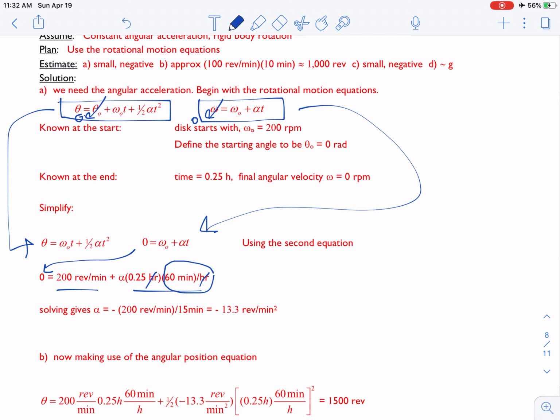And solving for this, put this on the other side, becomes negative. First of all, divide by the rest of it, so leave alpha alone, and you divide by 15 minutes then, and that gives you negative 13.3 revolutions per minute square. Okay, that's the units. Again, this is kind of radians per second square, but in different unit. It's not an SI unit.